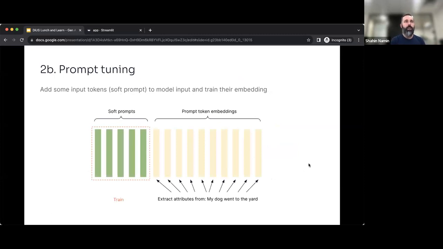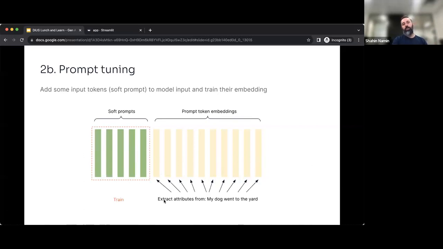In this case, you just go and add a set of parameters to the input of your model, and you try to train those parameters. So basically, you are appending these soft prompts to the actual prompt.